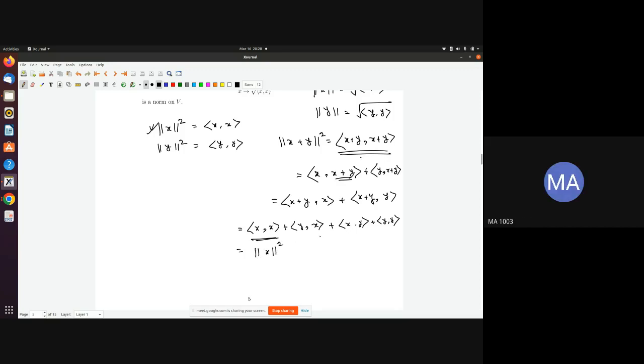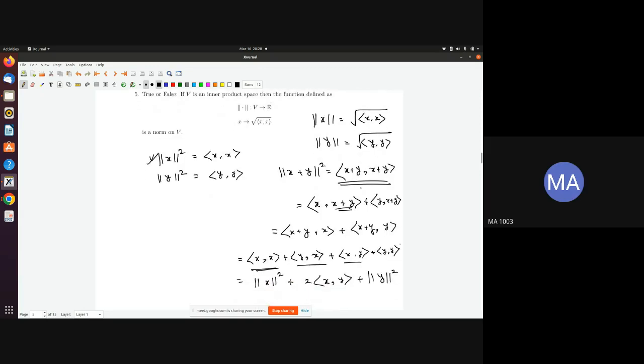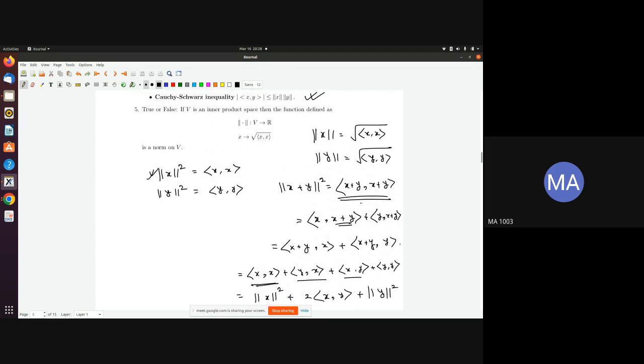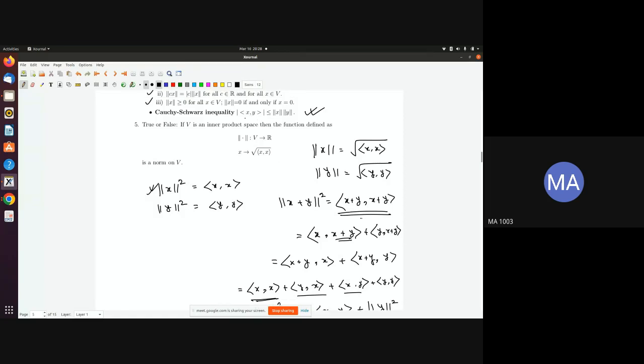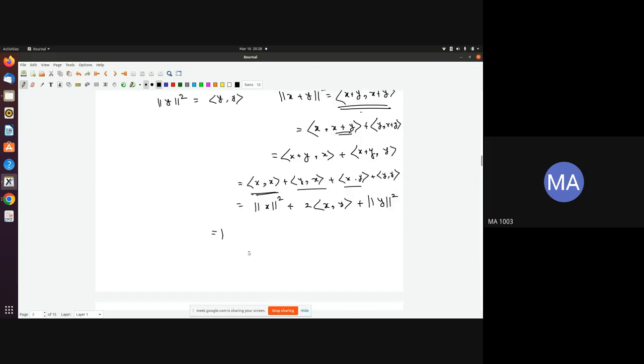And these two are equal, right? <x, y> and <y, x>. So 2<x, y>. And what about this one? Norm of y squared. Now, is there any way I can apply the Cauchy-Schwarz inequality? Cauchy-Schwarz is saying the absolute value of the inner product of x and y is less than or equal to norm of x into norm of y. So, if I want to make it like this, 2 norm of x, norm of y, plus norm of y squared.